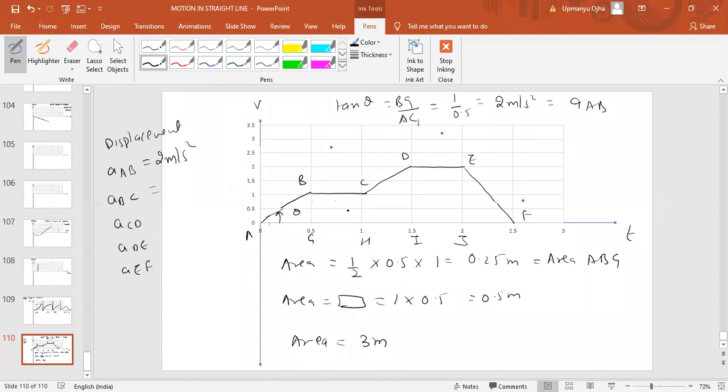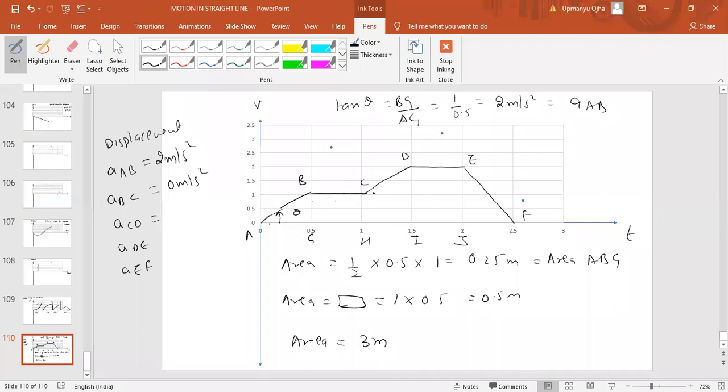BC acceleration, what is the acceleration of BC? 0. Very good. Because the theta is 0 here. So if theta is 0, then the acceleration of BC will be again 0 meter per second square.